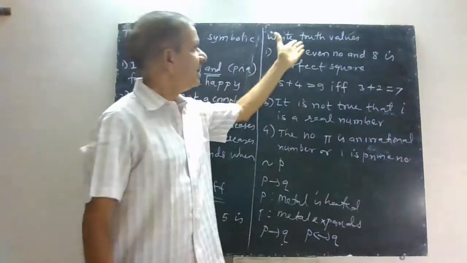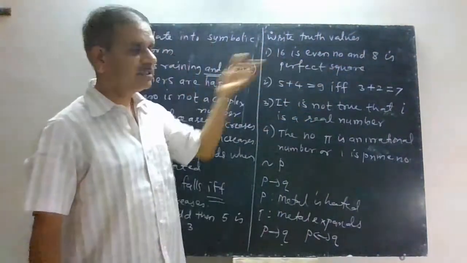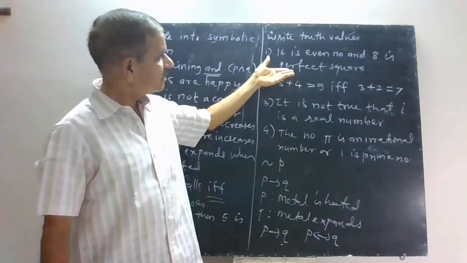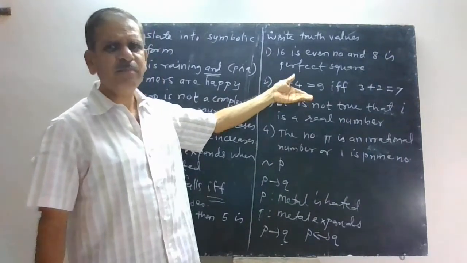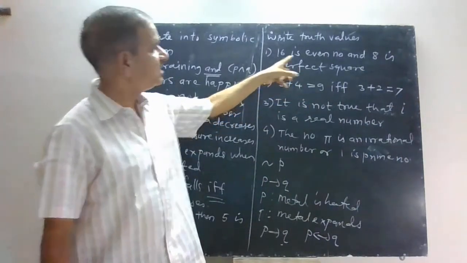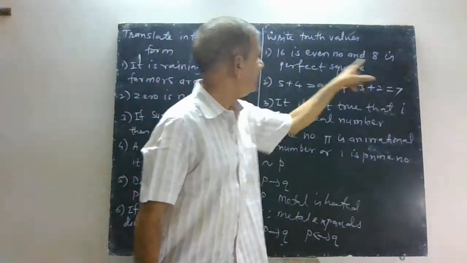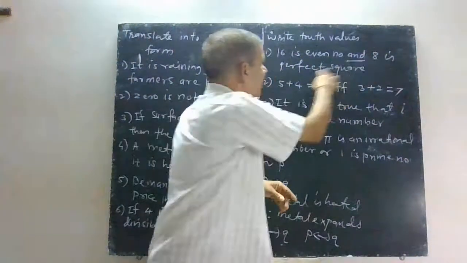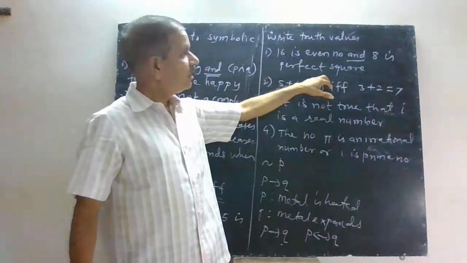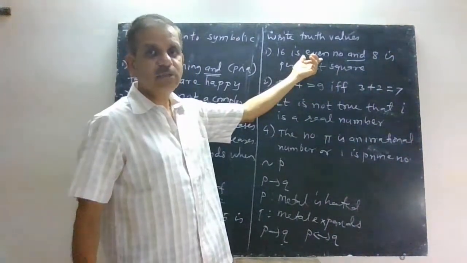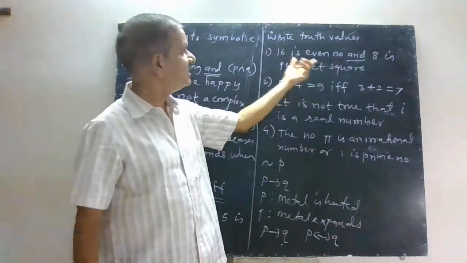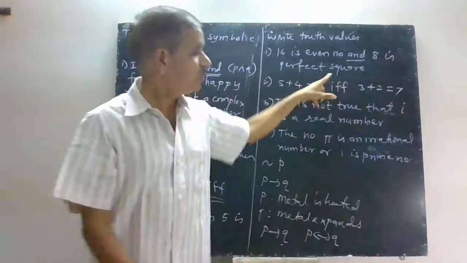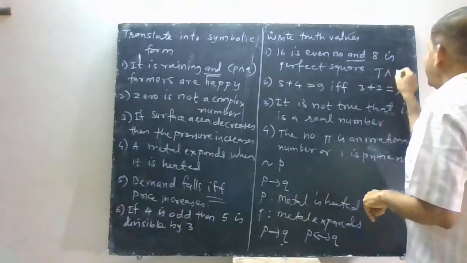Now see the last question: write the truth values of the following. Sometimes statements will be simple, or sometimes statements will be compound statements using connectives. Now see the first one: 16 is an even number and 8 is a perfect square. These are two statements joined by and. You have to first identify the truth value of the first statement and the truth value of the second statement. 16 is an even number, that is true. 8 is a perfect square, that is false. So your case is true and false.